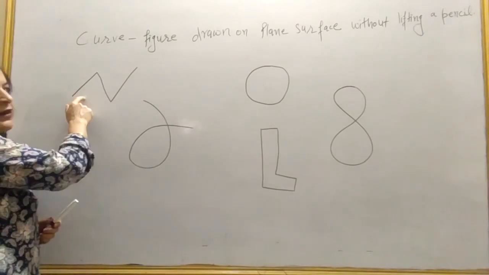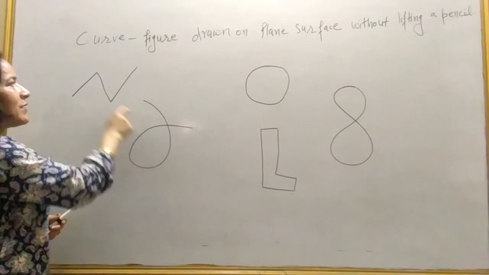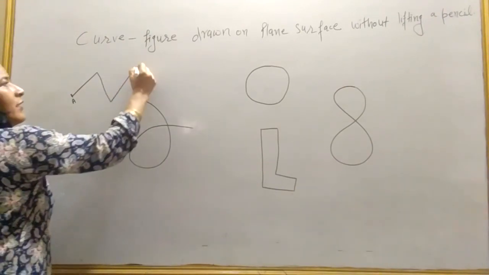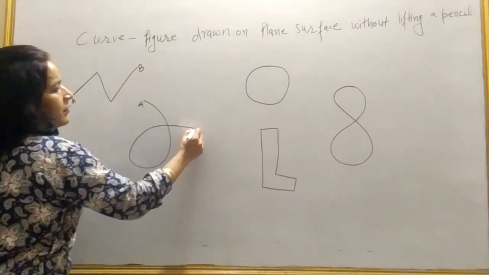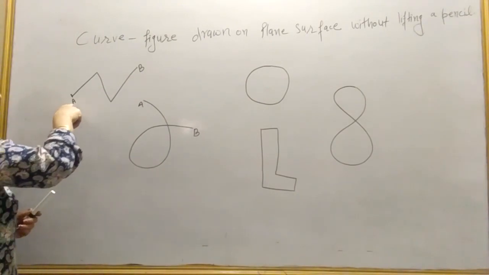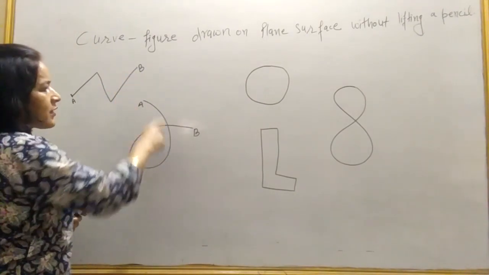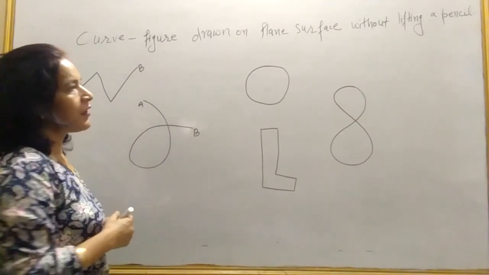This is an open curve. It is also an open curve because in an open curve the starting point and ending point are different. Here the starting point is A and it ends at B. Again here in this curve, starting and ending points are different.